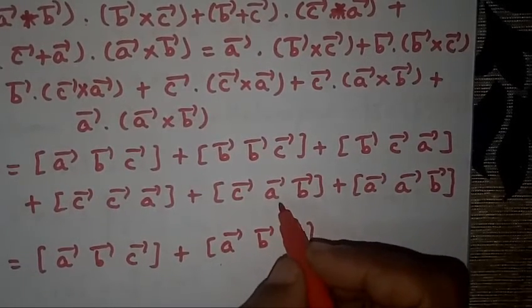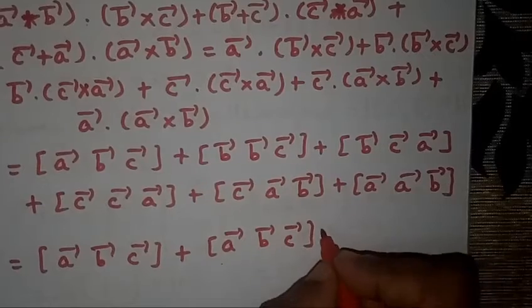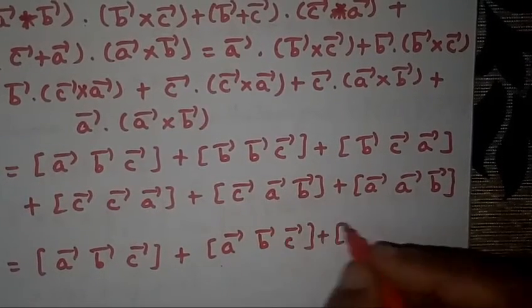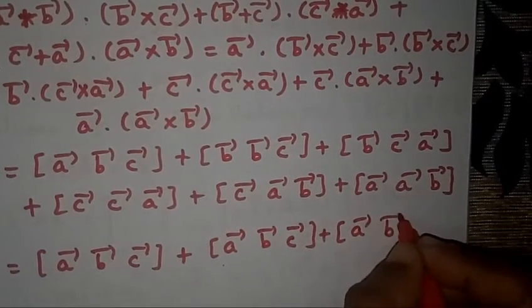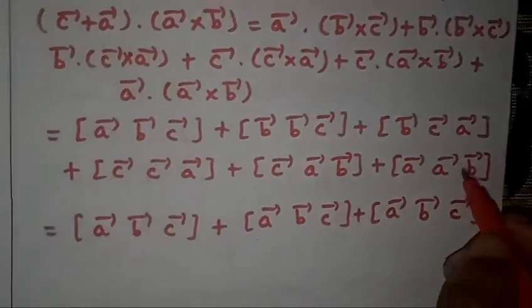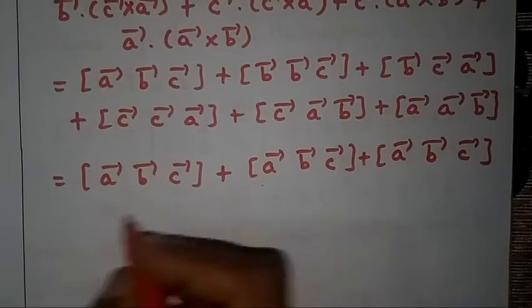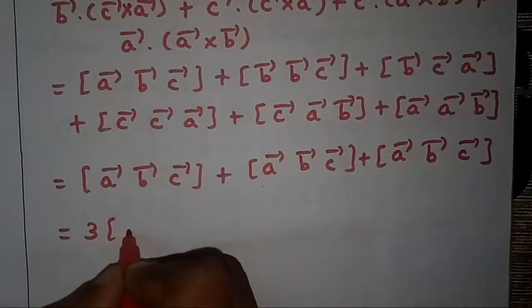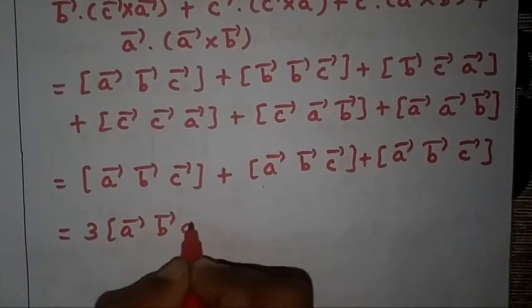This also, in the same way, you can start with the A. So it is A vector, B vector, C vector. Here two terms are the same, you can remove them, it will become 0. So 3 times we are getting the same box product, so 3 times A vector, B vector, C vector.